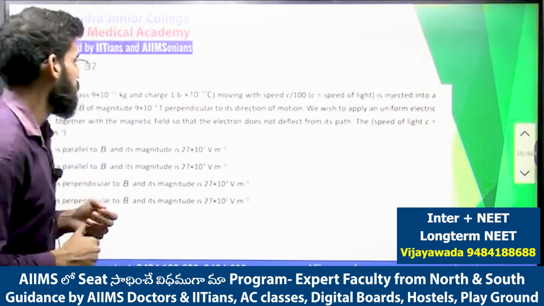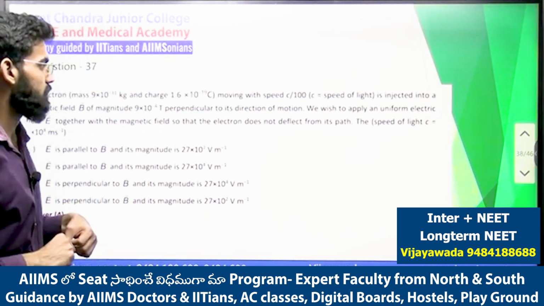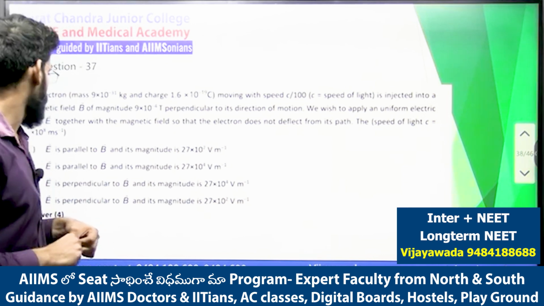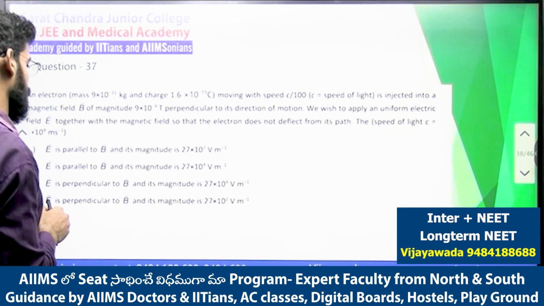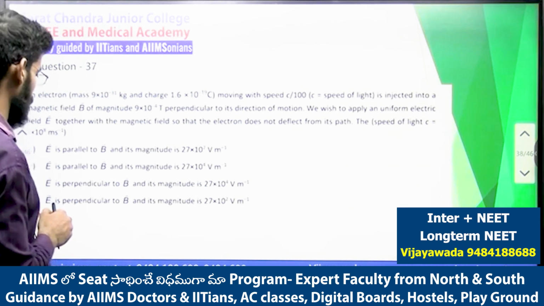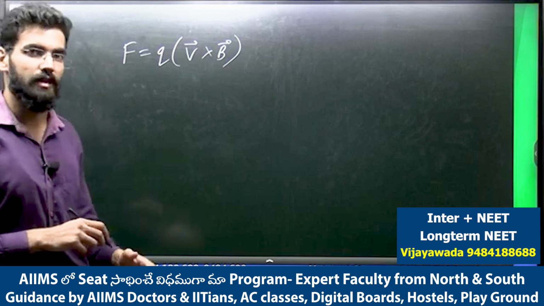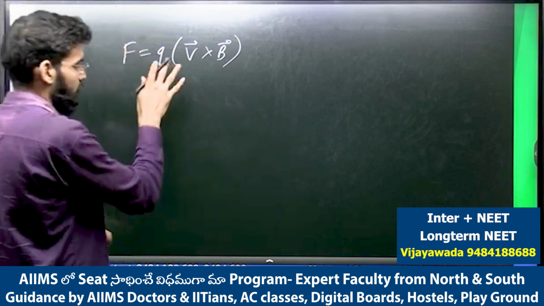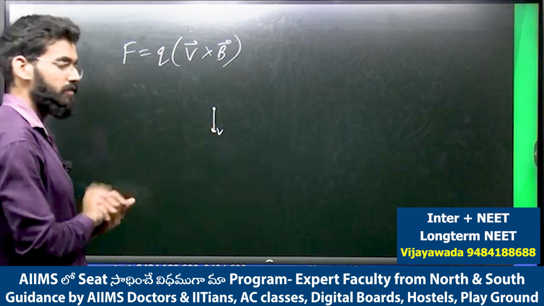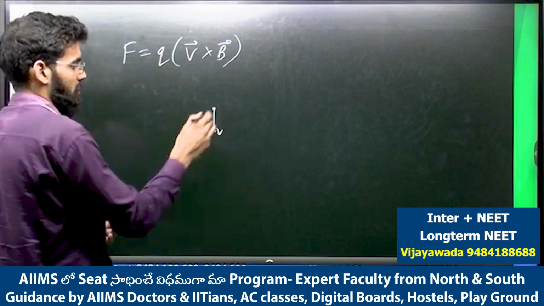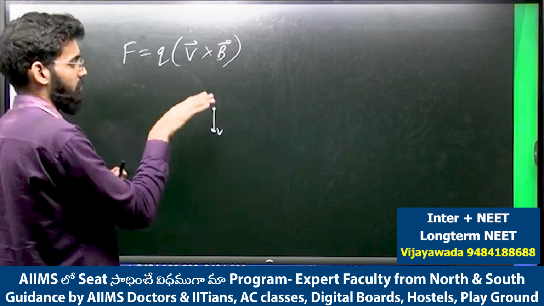We wish to apply a uniform electric field E together with this magnetic field so that the electron does not deflect. The speed of light c is 3 into 10 to the power 8. So the direction of the electric field and the magnitude are being asked. First of all, if you understand, due to this force, the electron has a velocity, speed V, that is c by 100, we will put the value later on. It will experience, if the magnetic field is, let's say, coming outward, V cross B.